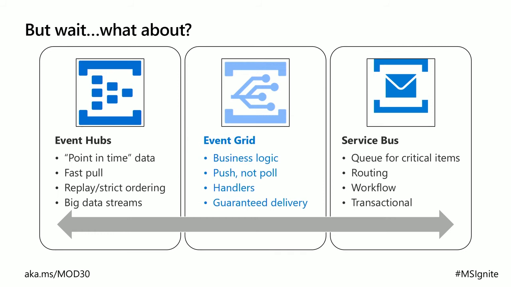Event Grid is more of a pub-sub model, and I'm going to explain what that is in a bit. It's more business logic, it's push, and it has handlers. And there is guaranteed delivery, but it's not 100% structurally auditable transactions like Service Bus is.